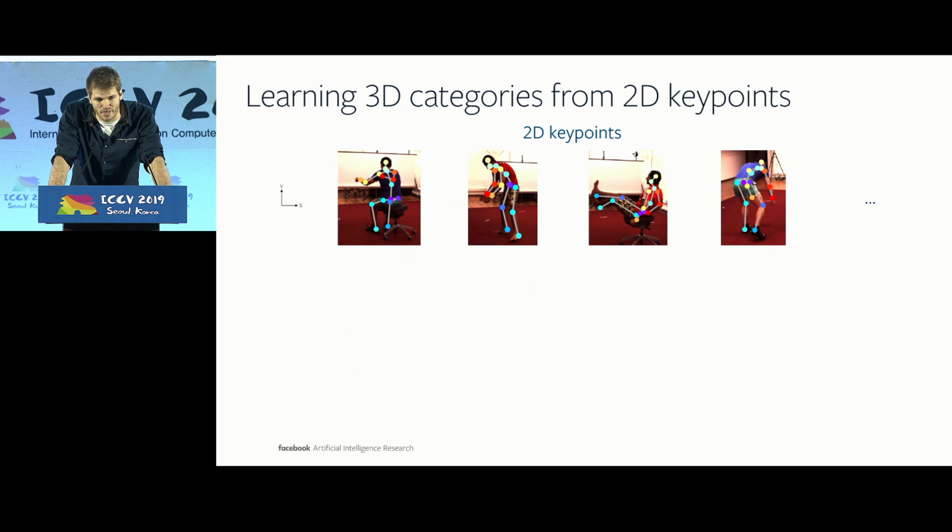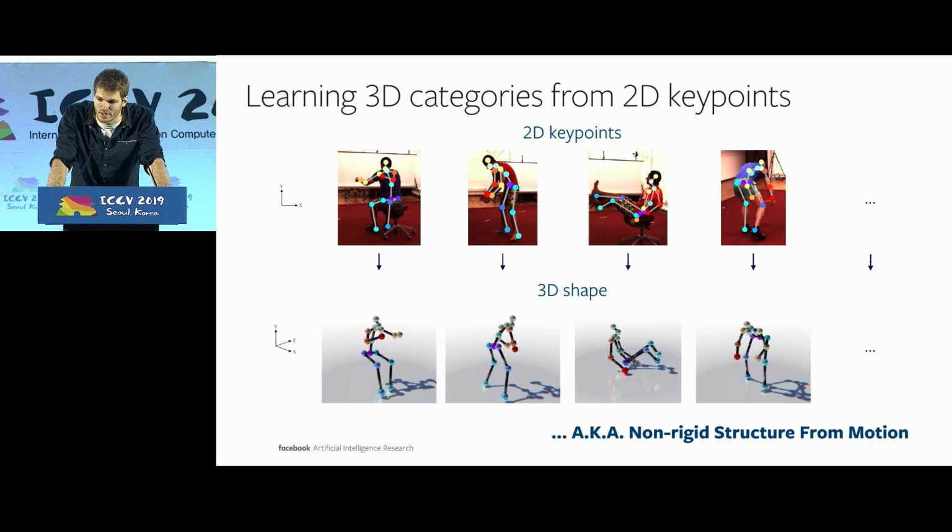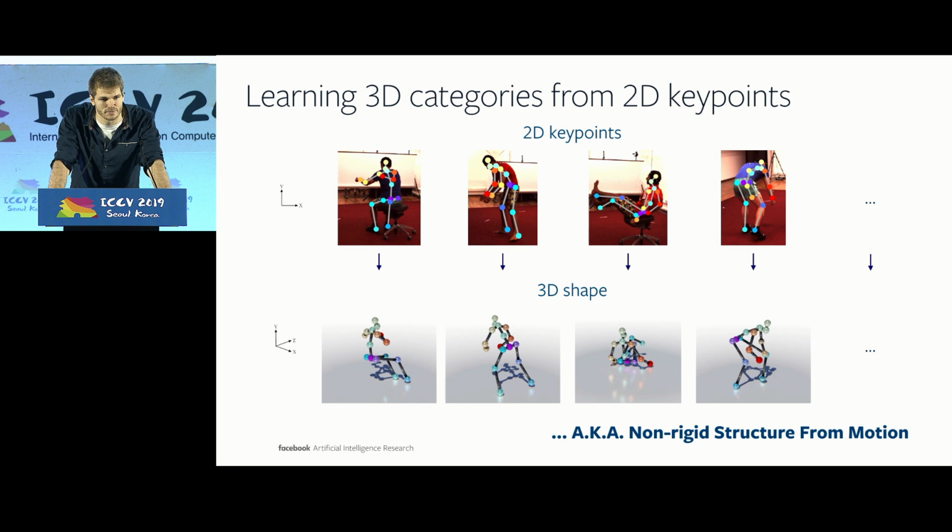So the task would look as follows. We would have a bunch of images annotated with the 2D key points. And what we would like to do is to find a method which actually lifts those 2D key points into the third dimension without using a single 3D annotation. And so this is also known as the non-rigid structure from motion task.